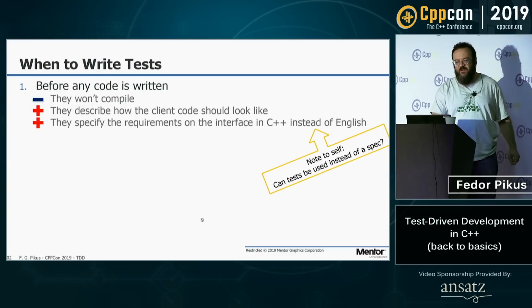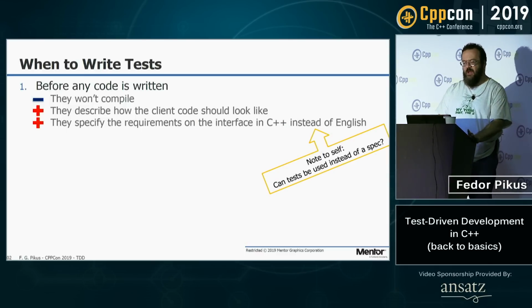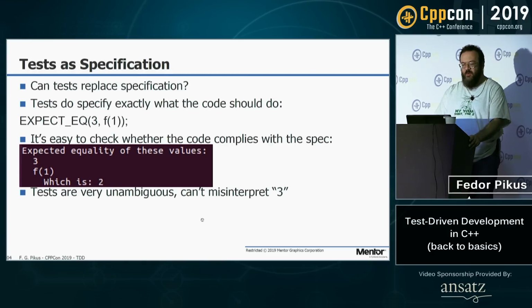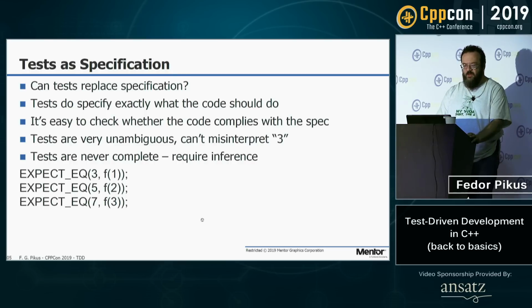Okay, briefly, when we talked about writing tests, if I write the tests first, before any code, they do kind of specify what I want to do. So, can I use tests as a specification? Well, on one hand, yes. It's a self-verifying specification. It's very easy to check if you comply with the specification. I call f(1), I expect 3, I got back 2, very unambiguous. You can't possibly miss the fact that you're not in spec. You can't misinterpret the results.